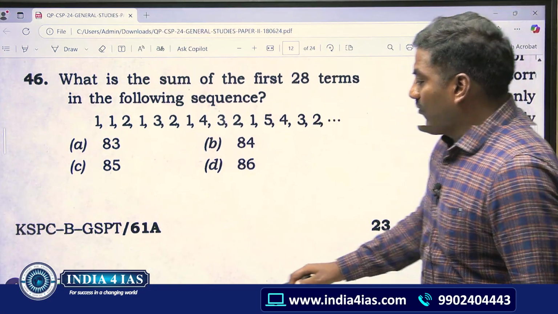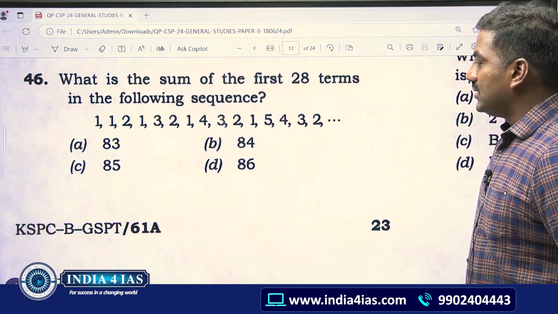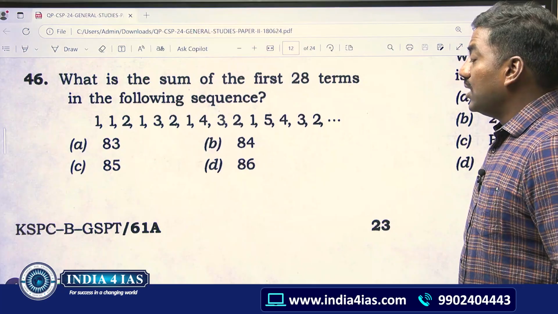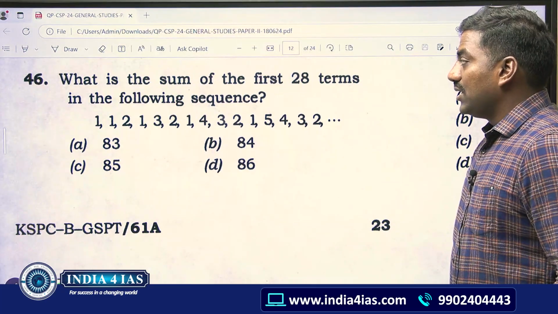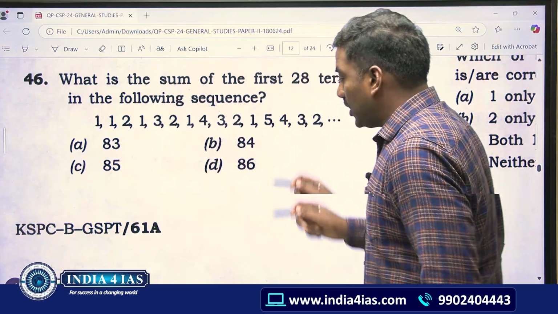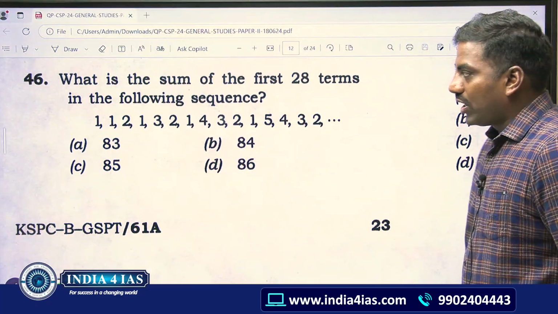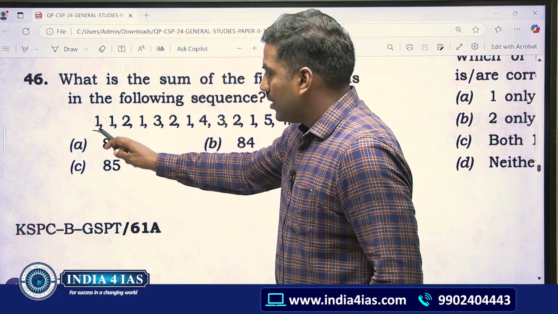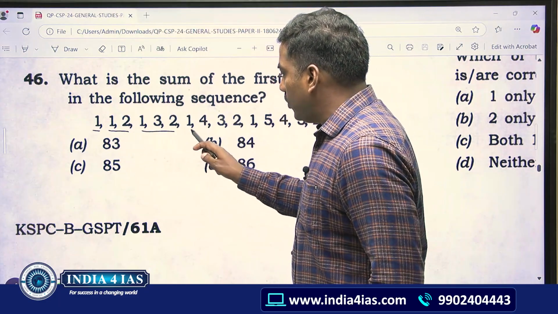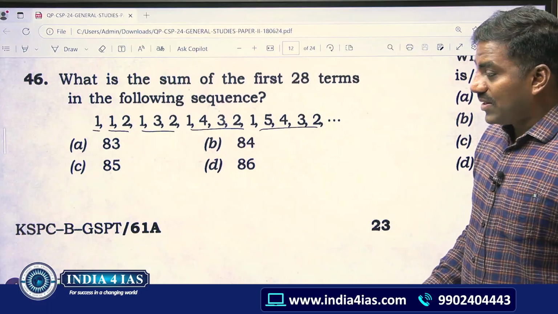What is the sum of the first 28 terms in the following sequence? So 28 terms. First we have to find out the pattern that we have here. For example, here 1 is there. 1, 2, then 1, 3, 2, 1, 4, 3, 2, 1, 5, 4, 3, 2. So what is the pattern here?